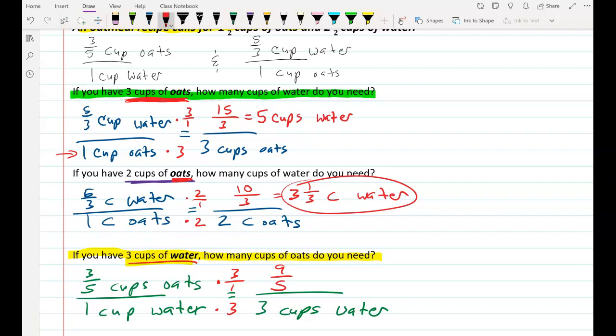What is that? 9/5. Let's see. 5 goes into 9 one time with 4 left over. 1 4/5 cups of oats. So that's what we need if we have 3 cups of water. All about using those unit rates. All right. Well, let's move on to the next question then.